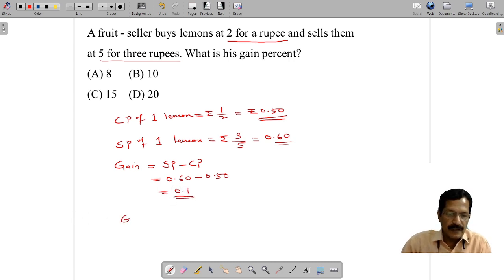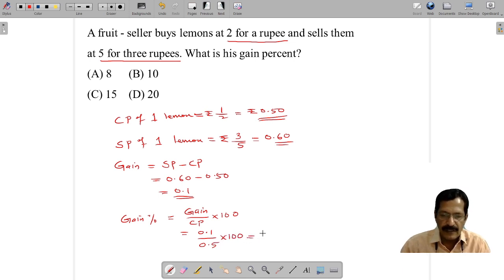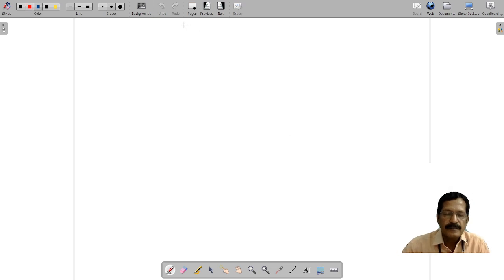Now gain percentage, otherwise profit percentage. Gain percentage is equal to gain by CP into 100. So gain is 0.1 divided by cost price 0.5, into 100. On simplification, you will get 20. So the percentage is 20%, option D, the correct answer.